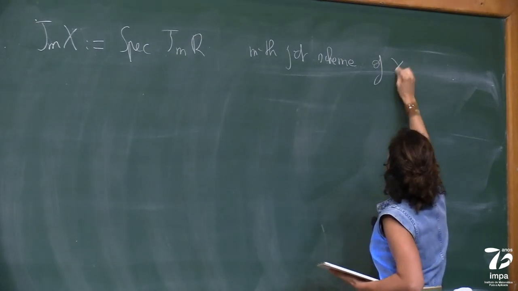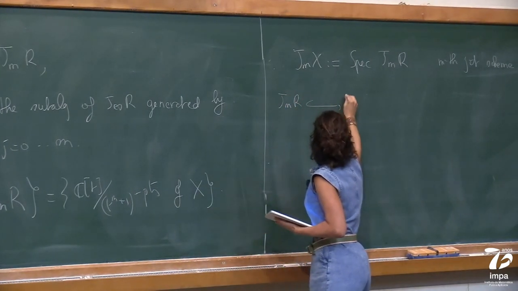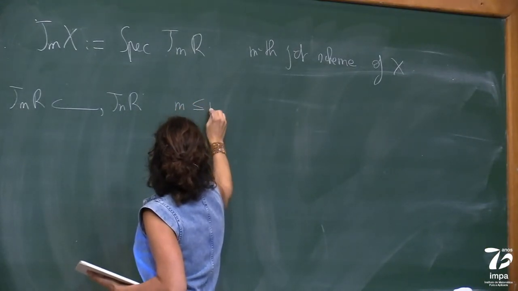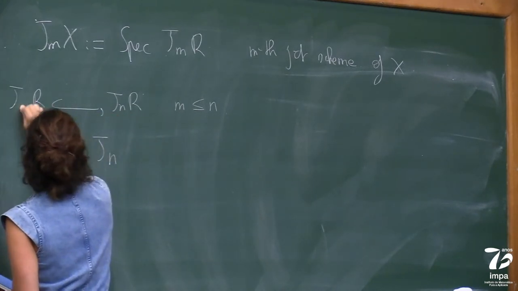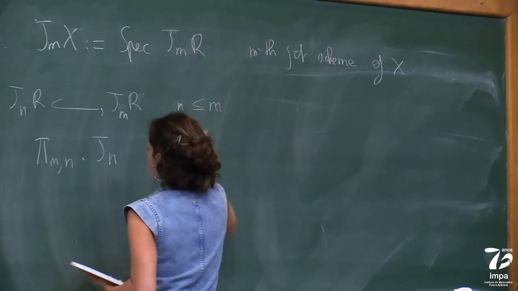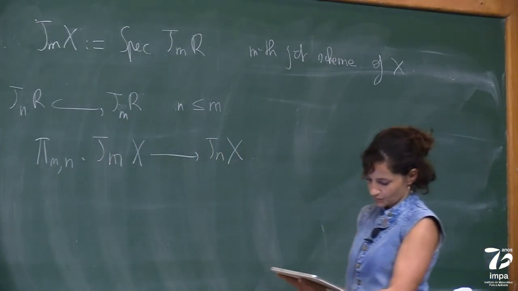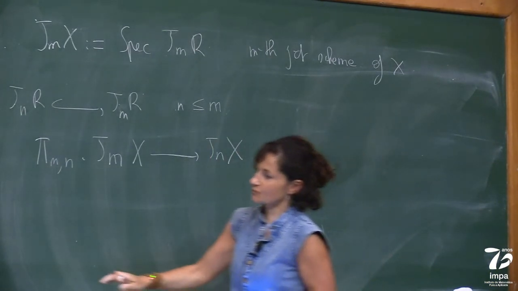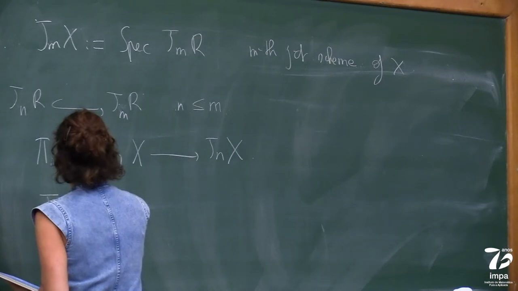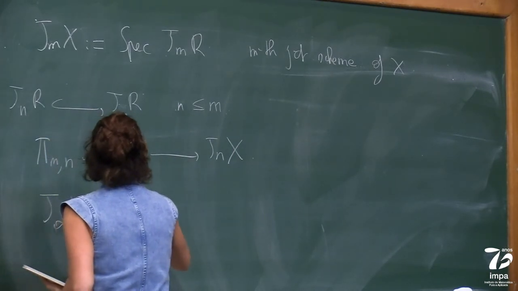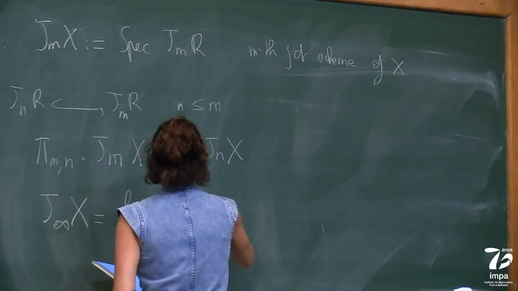So this is the mth jet scheme of X. Now, together with the natural embedding like this, you have a natural truncation morphism from J_m X to J_n X. This is the truncation morphism, and it corresponds to the projection above, with m greater than n. And in fact, you can write the arc space of X as a projective limit of the jet schemes with respect to these projections.